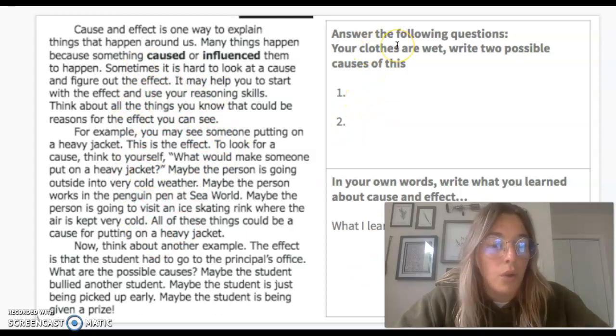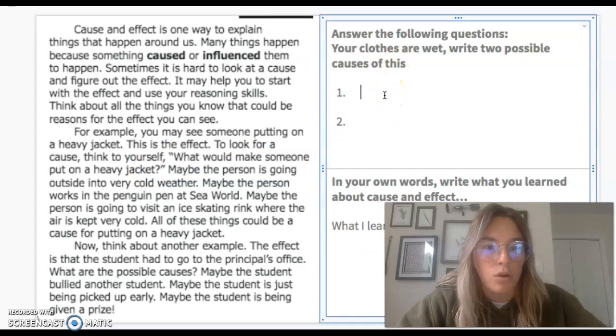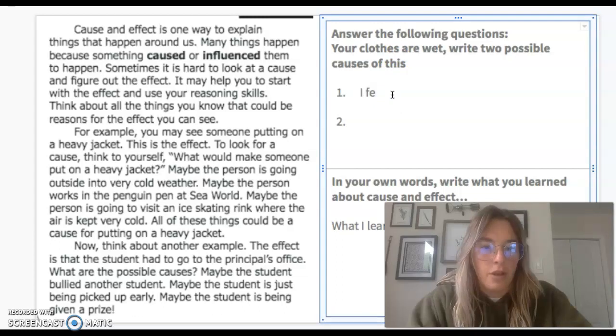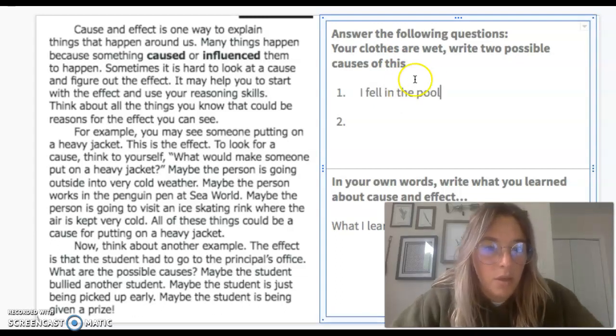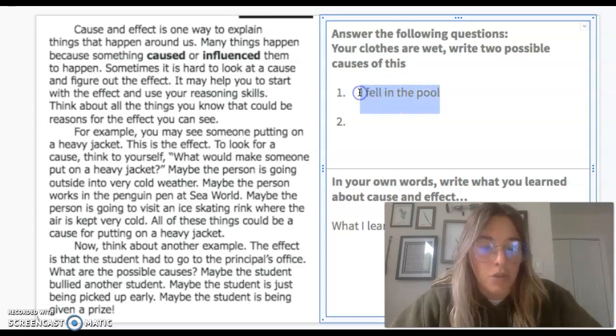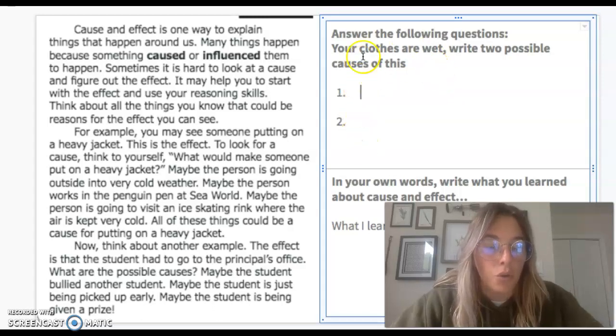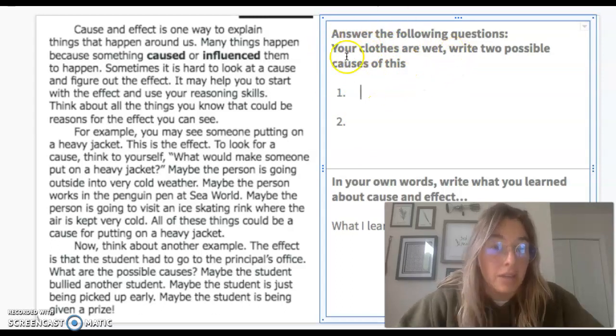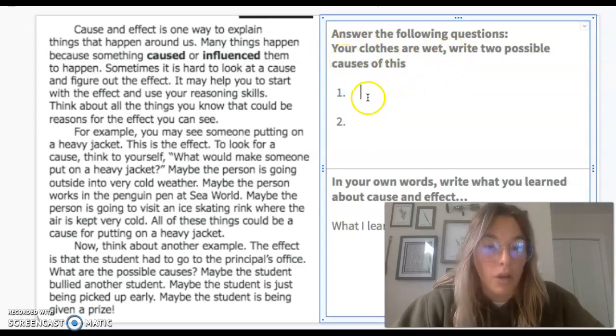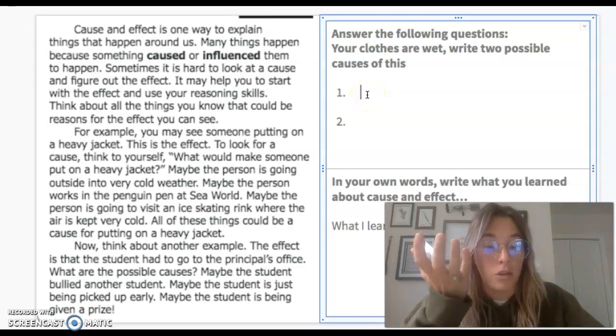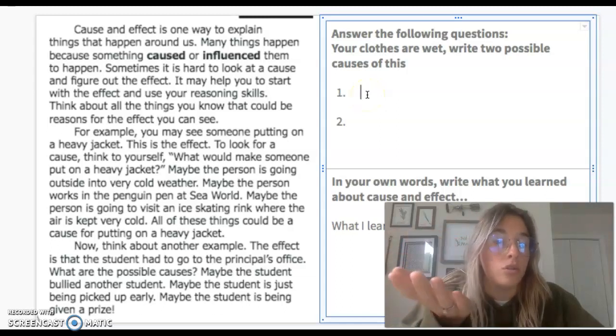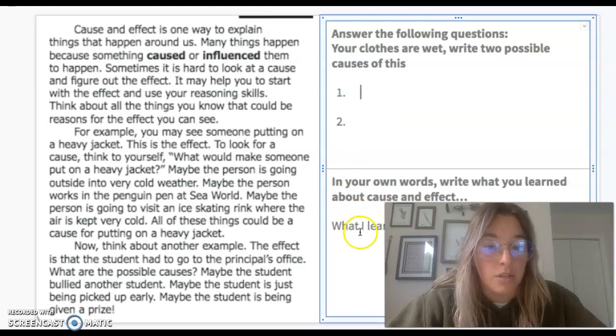So your clothes are wet. Write two possible causes of this. One possible cause of my clothes being wet, I fell in the pool. Okay? You're going to do the same thing. You're going to write two possible causes of your clothes being wet. So this is the effect here. The effect is your clothes are wet. You are writing the causes. So you are writing what happened to cause this specific effect.